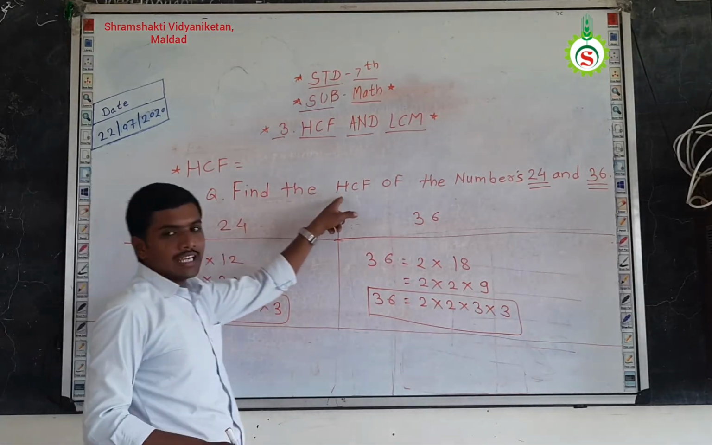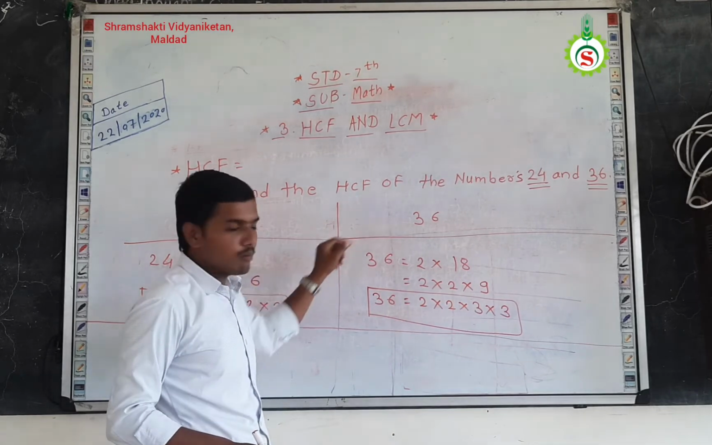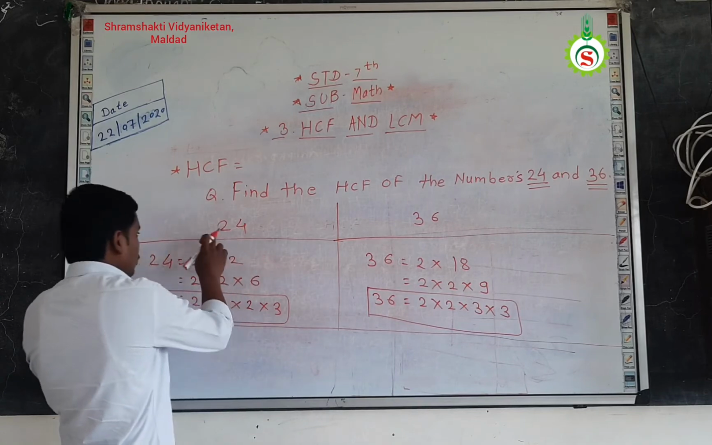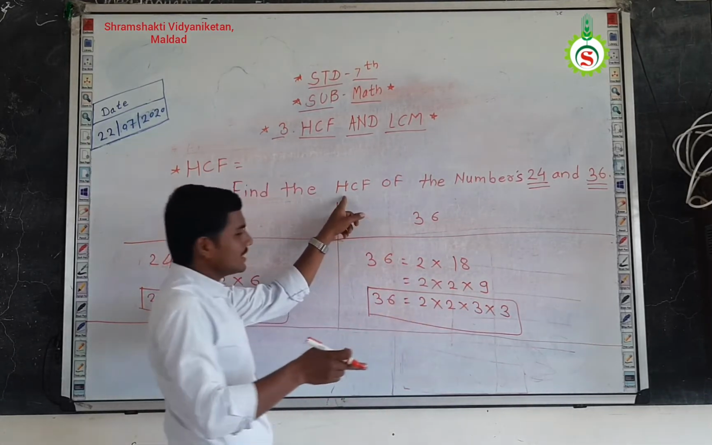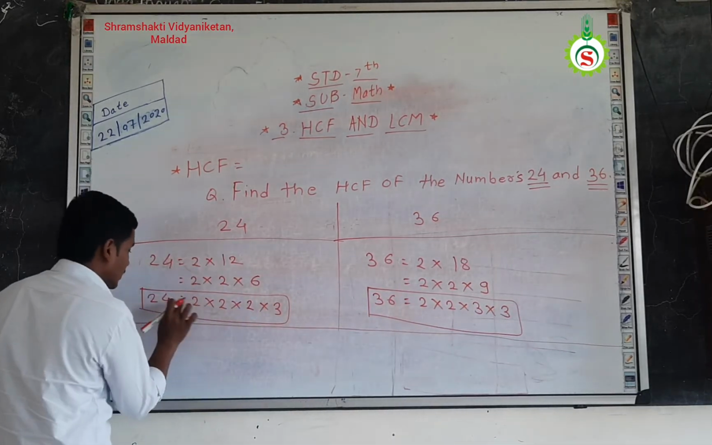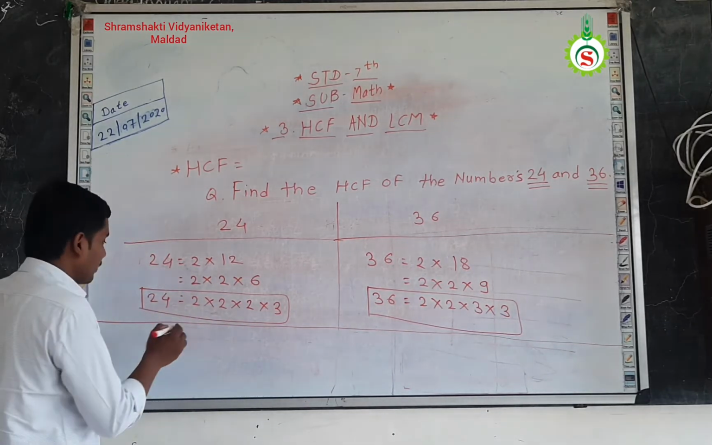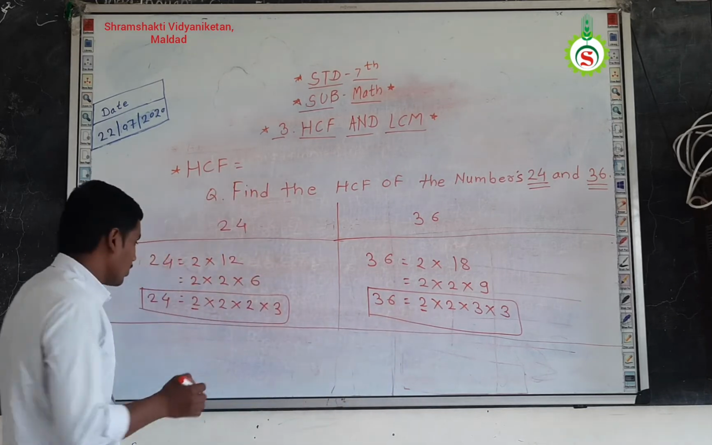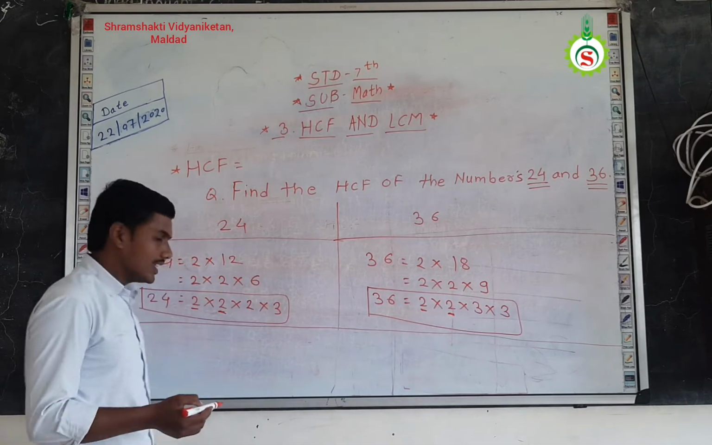Now, what is the meaning of HCF? That is highest common factor. Common means the number or the factor which comes into 24 also and into 36 also. And highest means larger. So which are the common factors in 24 and 36? That 2 is here, that 2 is here. That means that is common. Again, that 2 is here and that 2 is here. That means it is common.